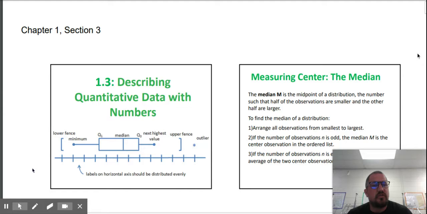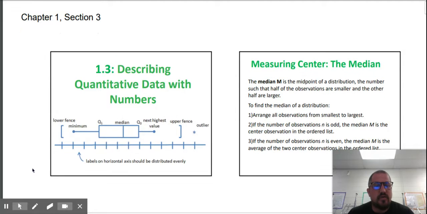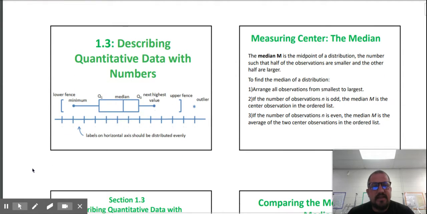So the first thing we're going to look at is the center. On a box plot, we're going to use the median. The median is the midpoint of a distribution, and the midpoint is just where half of the observations are smaller and the other half are larger. To find the median, you can arrange them all from smallest to largest and go through.